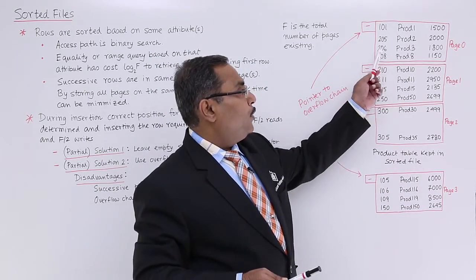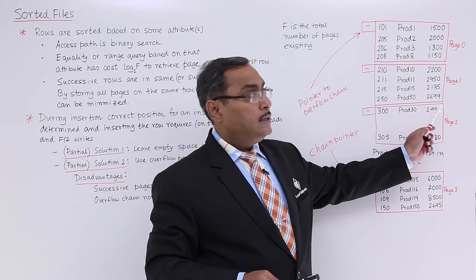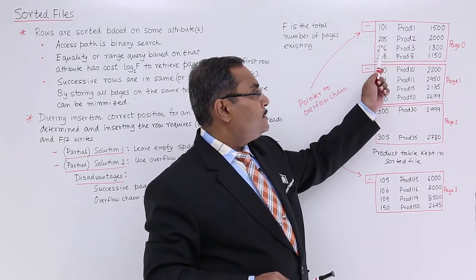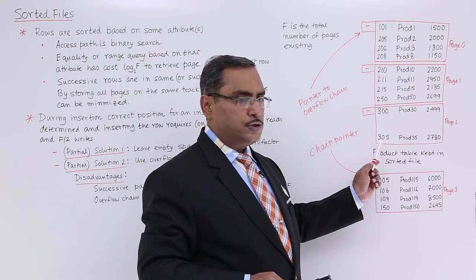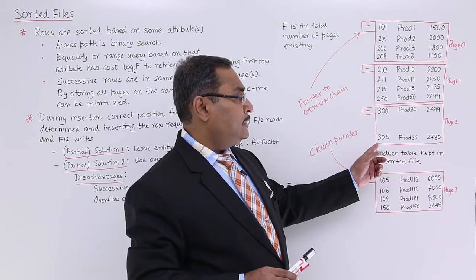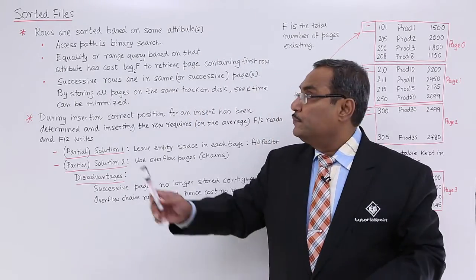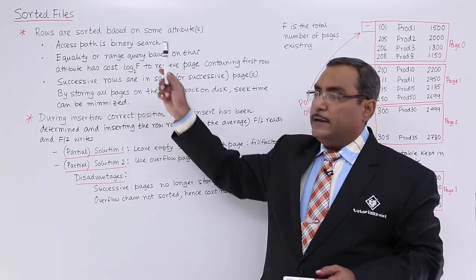So this is my product ID, this is the product name and this is the product price. Here you see all these tuples and records have got sorted in ascending order on the product ID. So this is the attribute on which the tuples have got sorted. Access path is binary search.